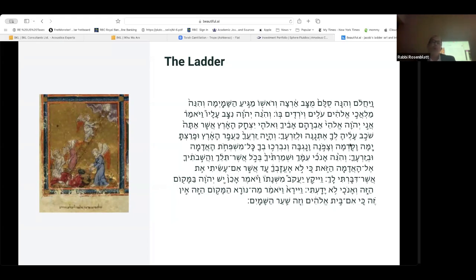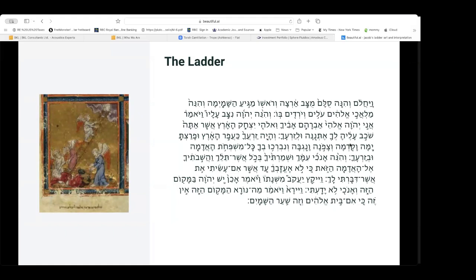Vayachalom, and he had a dream, and behold, there was a sulam. It's hard. I'm going to translate sulam as ladder. I took this translation from Sefaria. They said it's a stairwell. We will get to the origin of the word sulam. Just so you know, if you look from the beginning of Bereshit to the end of Tanakh, the word sulam appears exactly once.